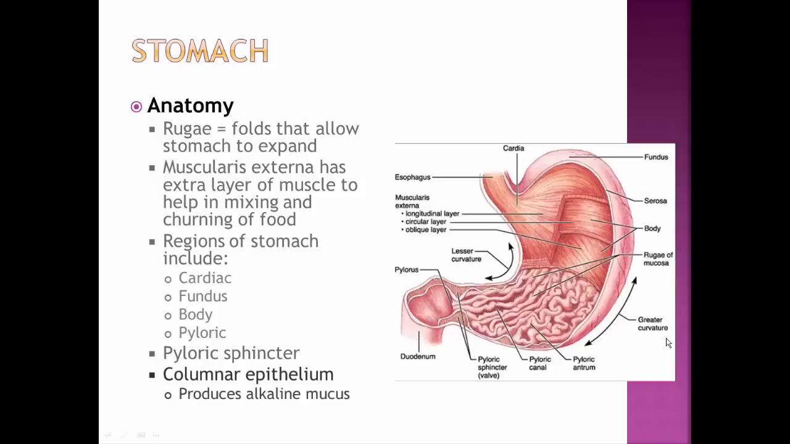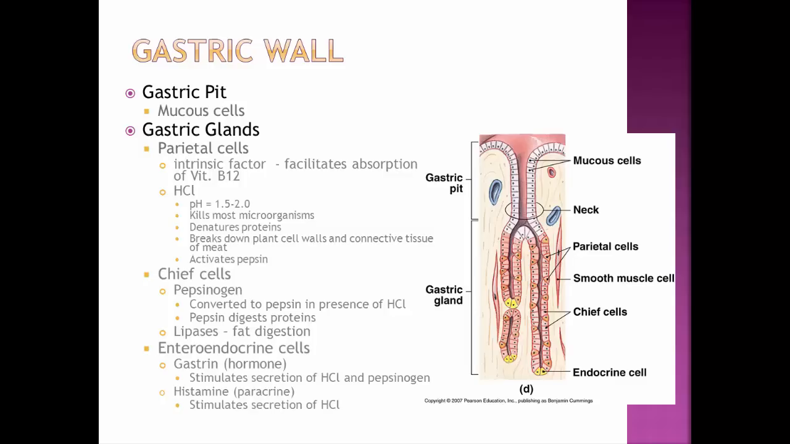The stomach is lined with columnar epithelium because we need to produce a lot of stuff to protect the wall of the stomach, and that includes an alkaline or basic mucus to make sure we're protected from the acid content of the stomach. Now, if you look at the stomach wall, it consists of a lot of little pits and glands that are used for secretions of substances important for digestion.